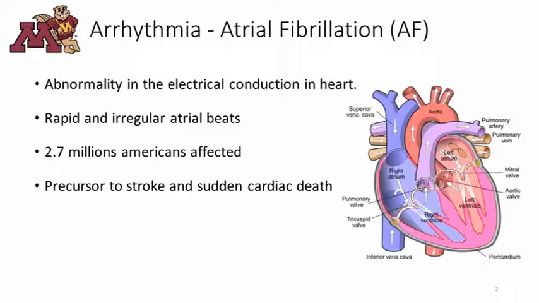First, let's see what is an arrhythmia. Any irregular heart rhythm or electrical activity in the heart is called arrhythmia. When there is a chaotic activity in the atria, it is called atrial fibrillation, which is mainly characterized by rapid and irregular atrial beats. AF by itself is not a fatal heart disease, but it is considered to be a precursor to other fatal heart diseases.